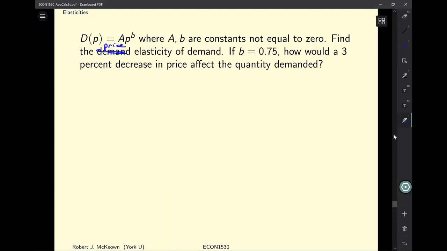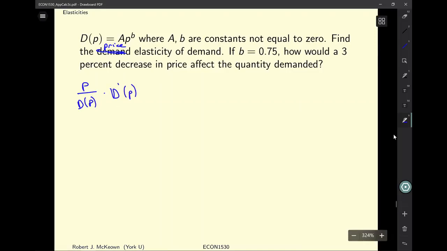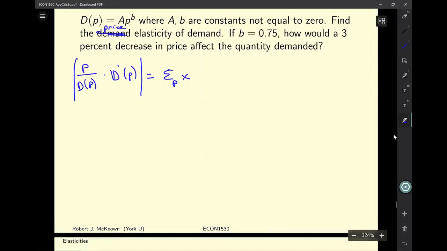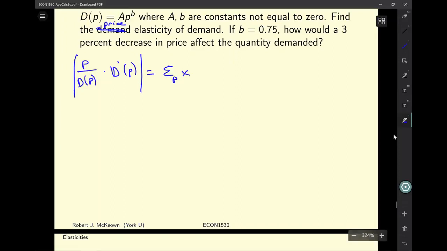To solve this problem, we have to find the price elasticity of demand. So we have a formula, and the formula is P over X multiplied by the derivative of X with respect to P. And we want to find maybe the absolute value of this, and it's going to give us the price elasticity of demand. I guess in this case, I'll just use an X for demand. So P is P. We can leave P as P.